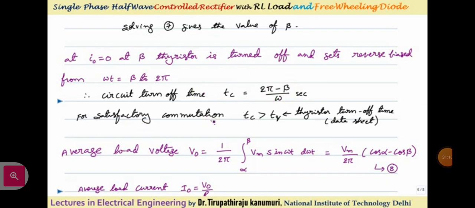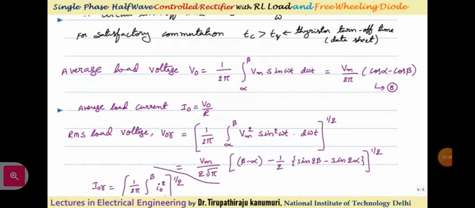So for satisfactory commutation, this value of Tc should always be greater than Tq, which is called the thyristor turn off time. It is the time the thyristor takes to completely relax so that the recombination of the carriers can happen inside. So it will again regain its strength. That will be mentioned in the data sheet. As per the data sheet, we have to take care while designing the converter circuit that your Tc should always be greater than Tq. Then only satisfactory commutation is possible.